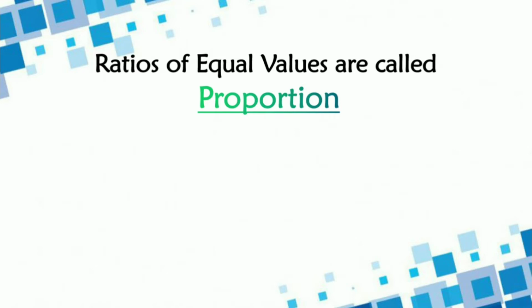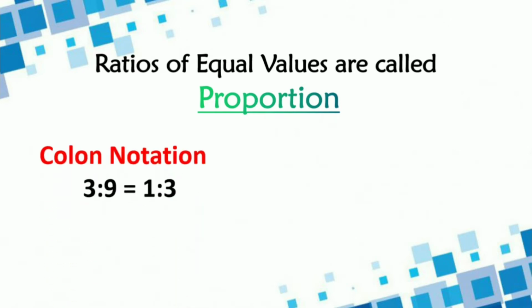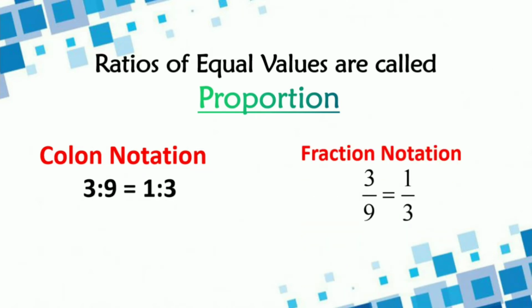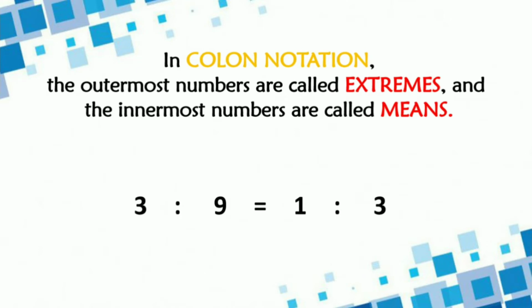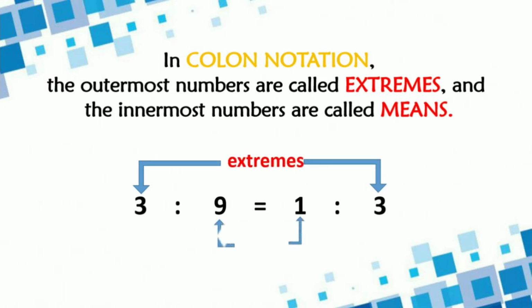Okay, so ang proportion ay ratios ng equal values and meron tayong notation kung paano natin in-illustrate ang proportion. We have colon notation where we used colon, while in fraction notation, so naka-fraction form yung ating proportion. Okay, so reviewin lang natin. So, in colon notation, para ma-test natin kung equal yung ating proportion, we are multiplying the extremes, and then yung product nila should be equal sa product ng means.